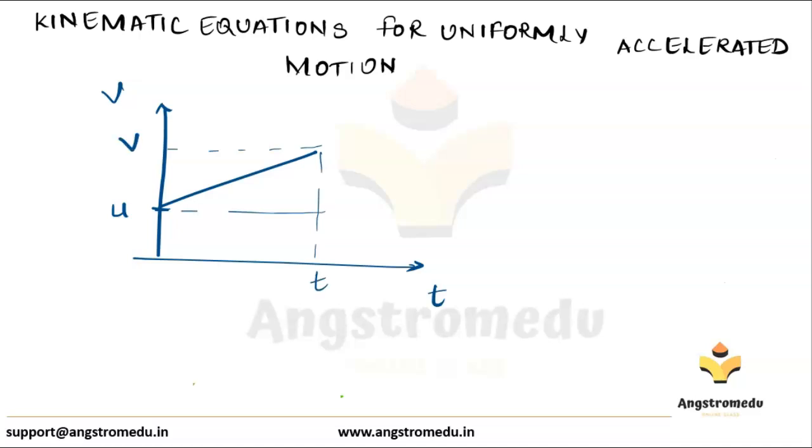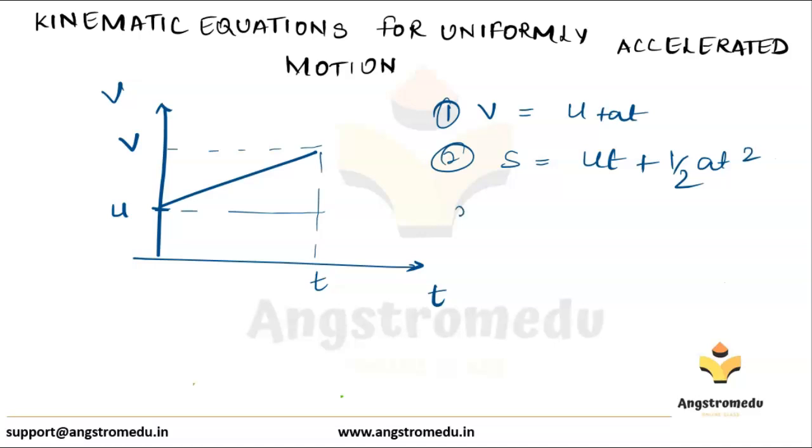We know that there are three kinematic equations of motion. The first is v equals u plus at, the second is s equals ut plus half at square, and the third is v square minus u square equals 2as. So let us derive these equations of motion. First is v equals u plus at.